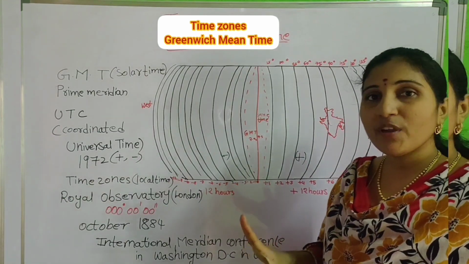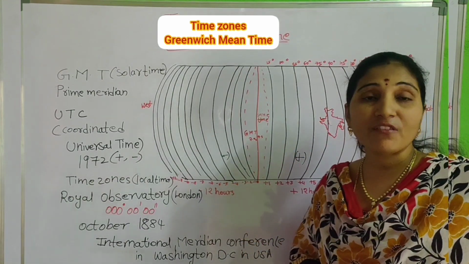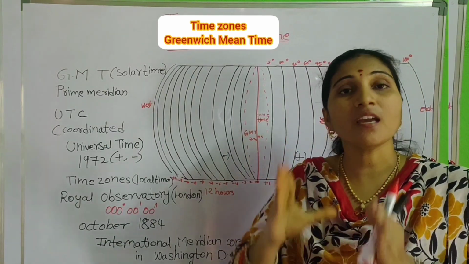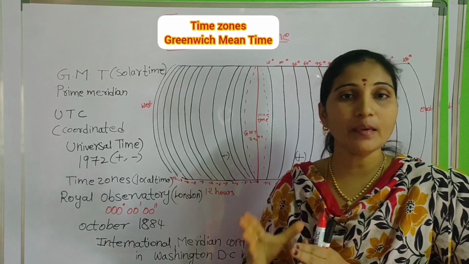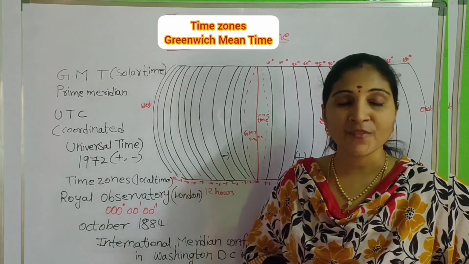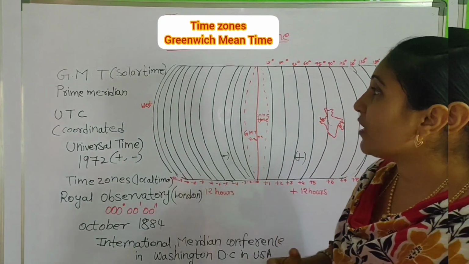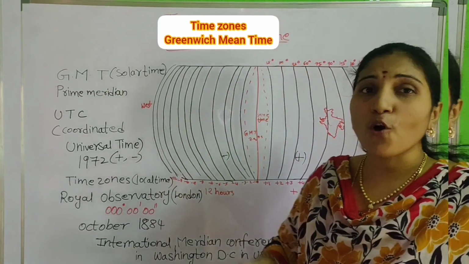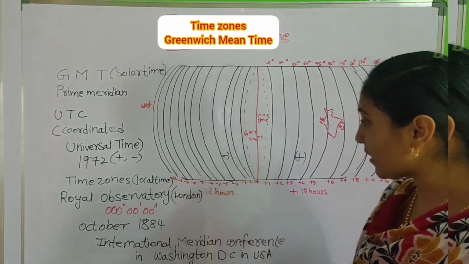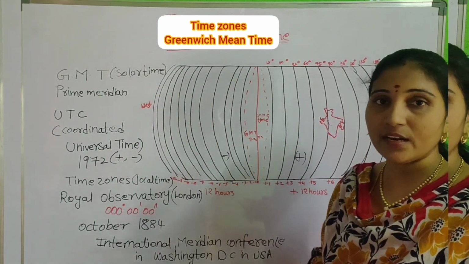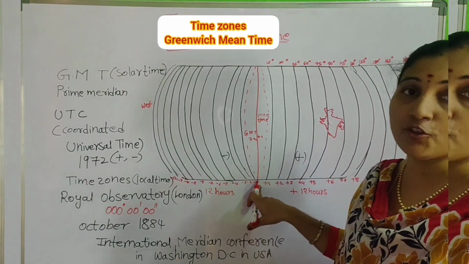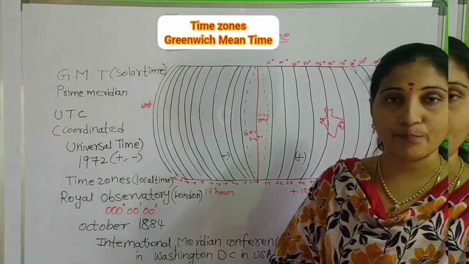Now coming to the time zones. Already we have discussed in the topic of longitude that longitudes are especially useful for time zones, to calculate the time of one place from another place. In the same sense, what is meant by Greenwich Mean Time? Greenwich Mean Time is nothing but the 0-degree longitude. It is the prime meridian. The 0-degree longitude we call the prime meridian.